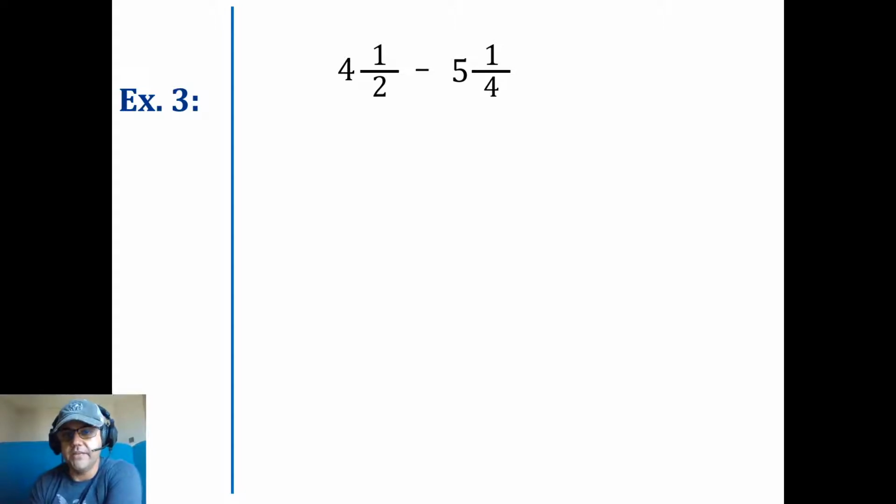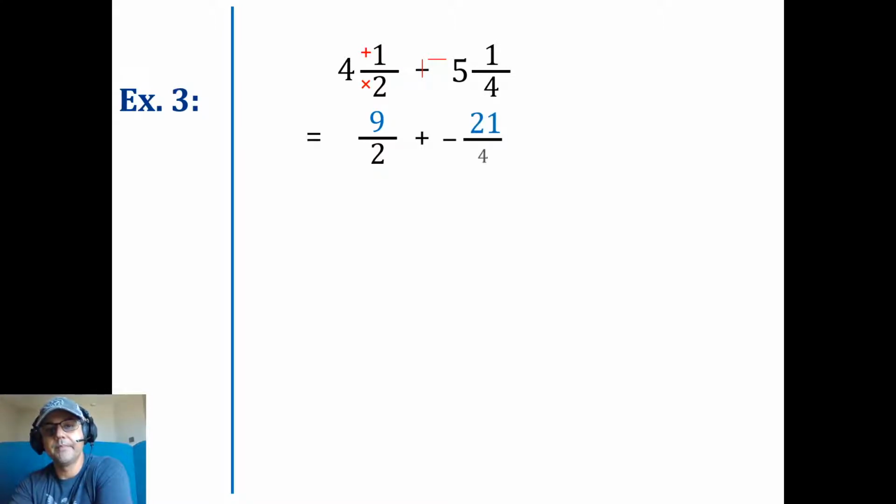Okay, you should know the LCD just looking at it. We're going to change them to improper fractions. 2 times 4 is 8, plus 1, 9, so 9 over 2. Adding the opposite. 4 times 5 is 20, plus 1 is 21. LCD is 4, so it means the first fraction needs to change, multiplying by 2. So again, it's just an extension of what we've already done.